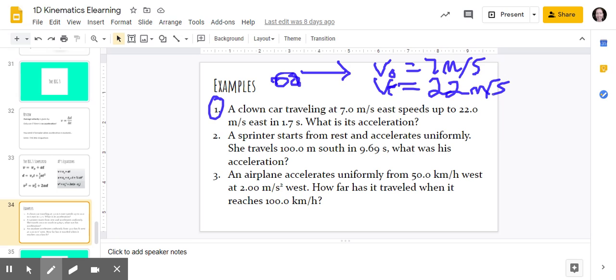And this is happening in some time. It's happening in 1.7 seconds. So we are given the time as well, 1.7 seconds. All right. Make that a little more clear. There we go. So 1.7 seconds is our time. What we're looking for is the acceleration. So we'll put A equals question mark.